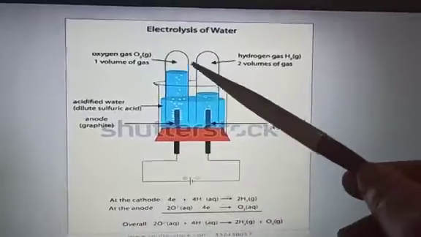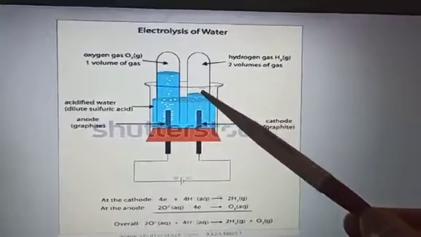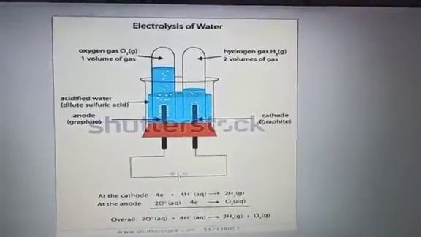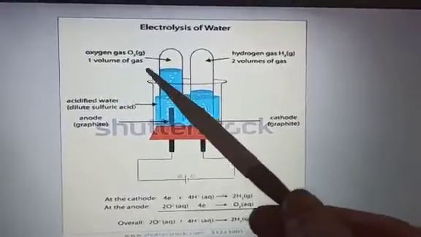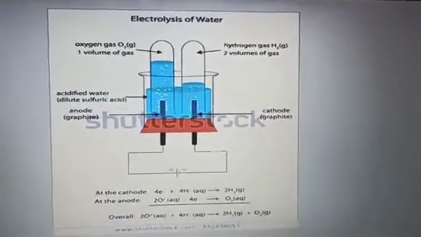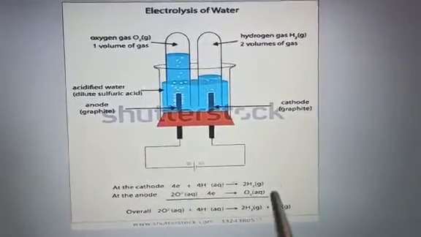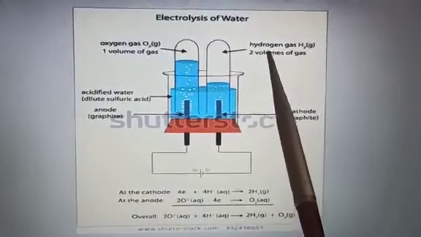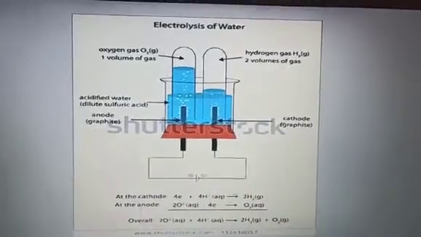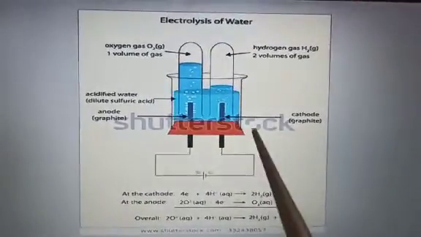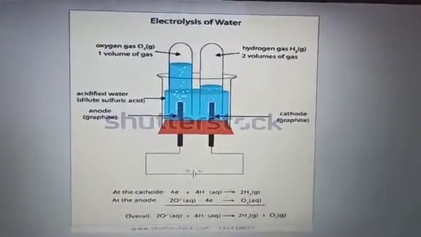In this way they will be collected at the top of the test tube. You can see that one test tube has less volume of the gas and one test tube has more volume of the gas. The test tube which has more volume is hydrogen gas, 2 volumes, and oxygen is 1 volume. Why? Because in water, H2O, hydrogen is 2 atoms, whereas oxygen is 1 atom. So hydrogen is present in double the amount of oxygen. In the same way, hydrogen will be collected in 2 volumes, whereas oxygen in 1 volume.